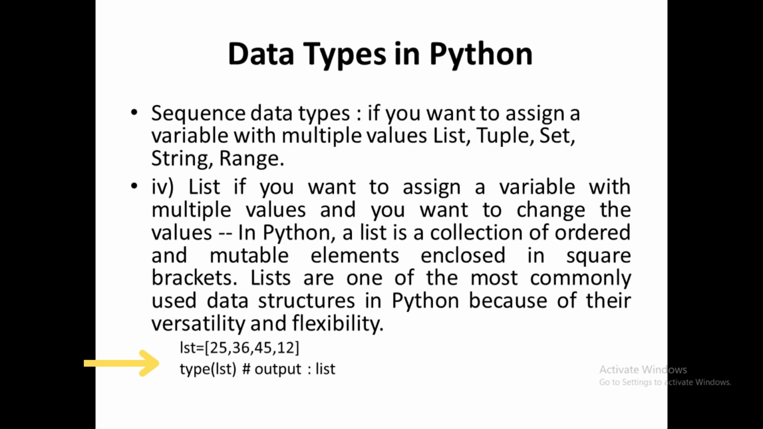Lists are one of the most commonly used data structures in Python because of their versatility and flexibility. You can change the values inside the list, so you can use a list. And type of list will display the output as list.